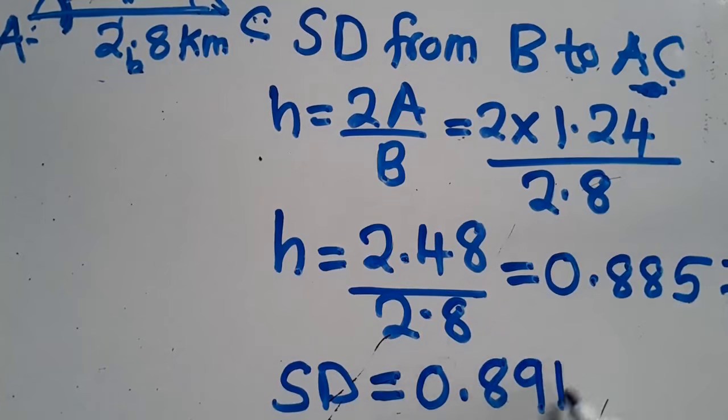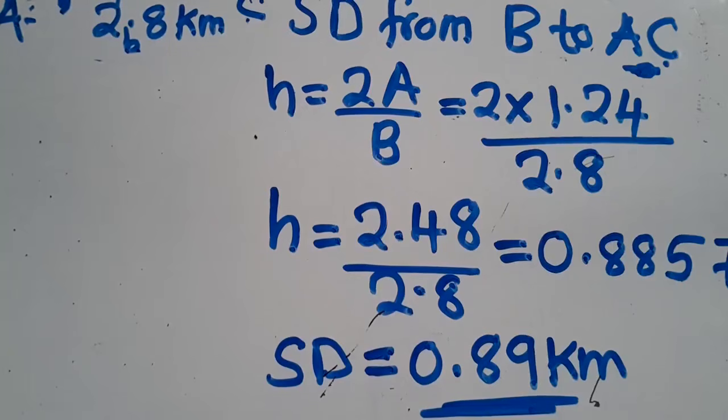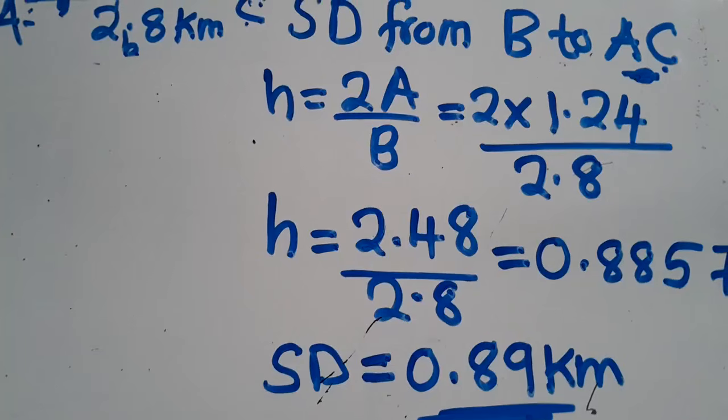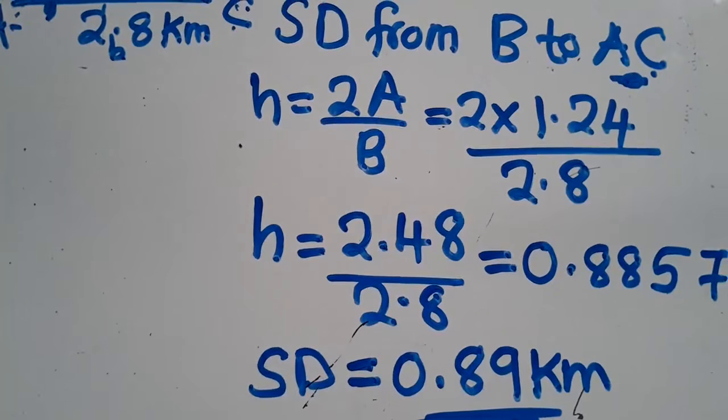0.89. Then you say kilometers. So this is your shortest distance, as simple as this. I want you to follow this and understand this clearly. This is how we are supposed to answer the questions. These are things that you need to follow, so let's make sure that we understand all these procedures.